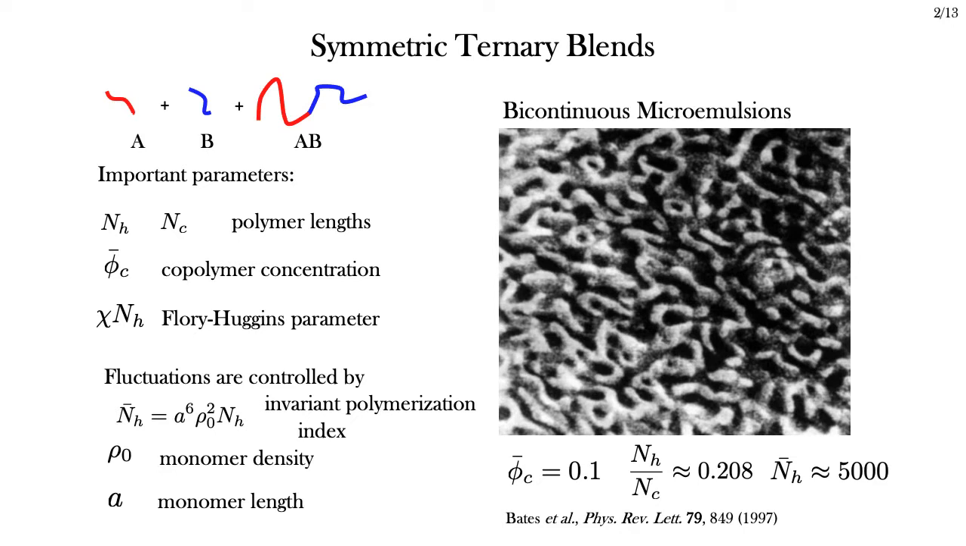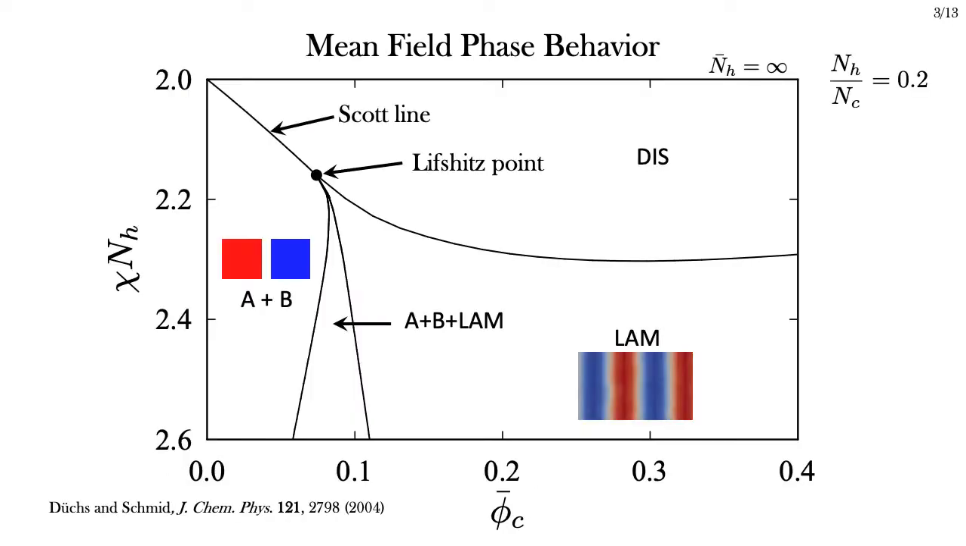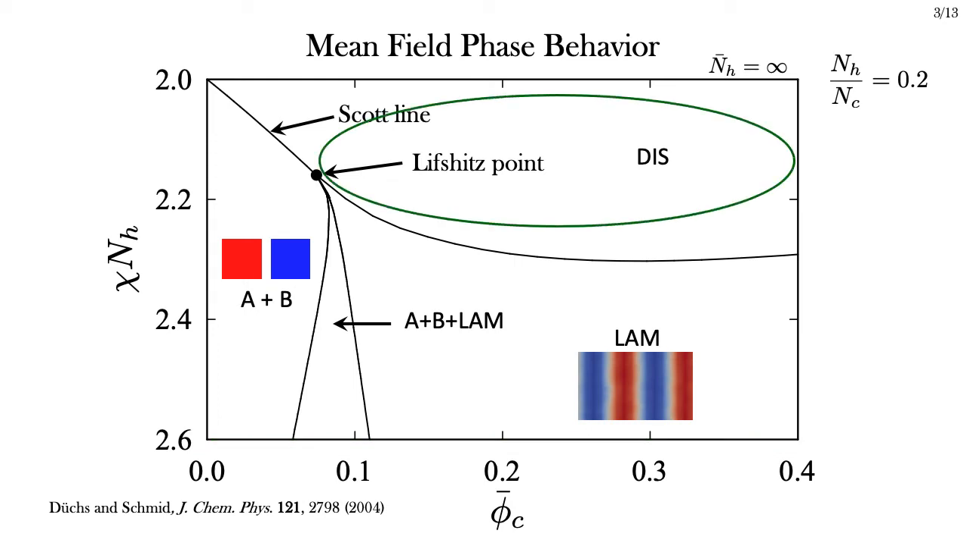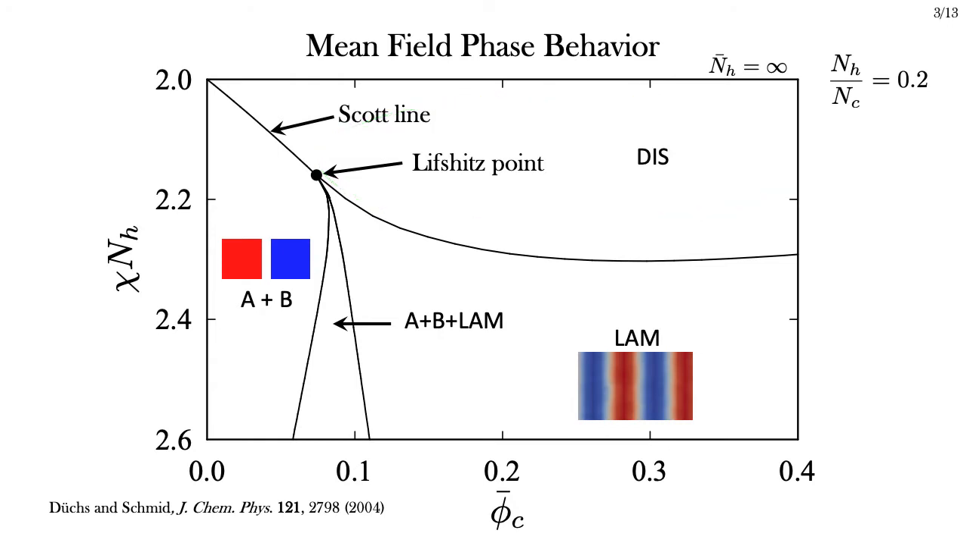Before we get to our simulations, let's take a quick look at what mean field theory has to say. This is the mean field phase diagram. It's given in terms of the Flory-Huggins interaction parameter and the amount of copolymer. I have inverted the vertical axis so that the high temperature behavior is on top. At high temperature, or equivalently low chi, the blend mixes into the mixed disordered phase.